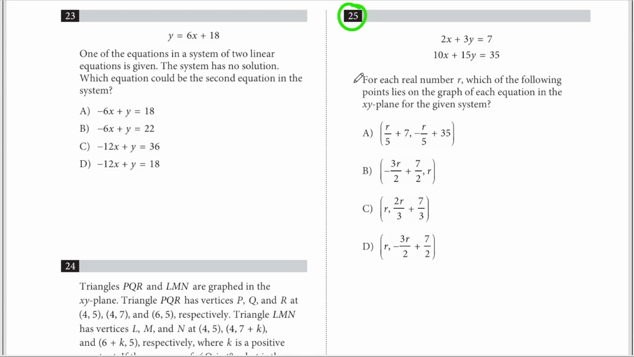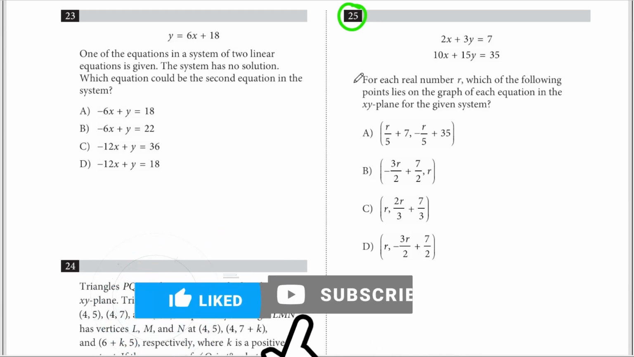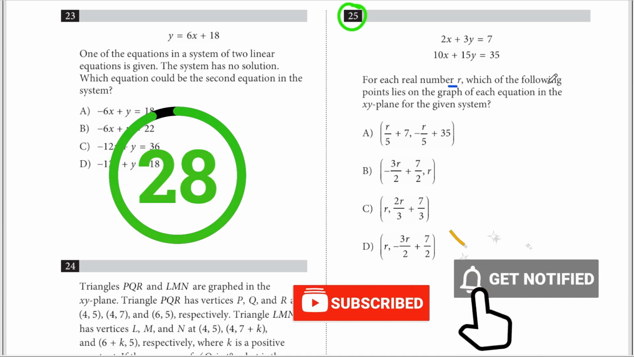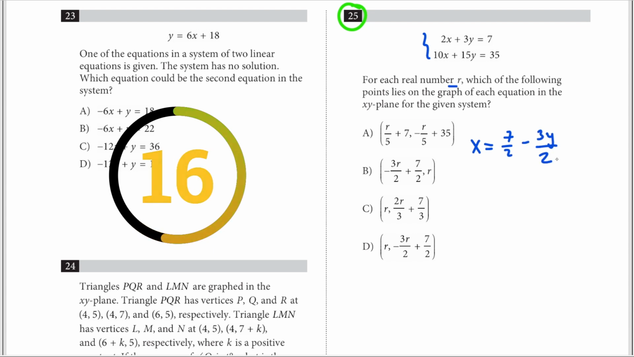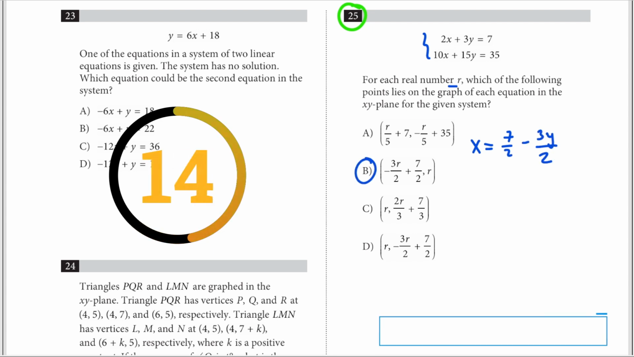So, how can you do this problem in 30 seconds or less? For each real number r, which of the following points lies on the graph of each equation in the xy-plane for the given system? So these two equations are equivalent to each other. So x is equal to 7 halves minus 3y over 2. And the answer is B.